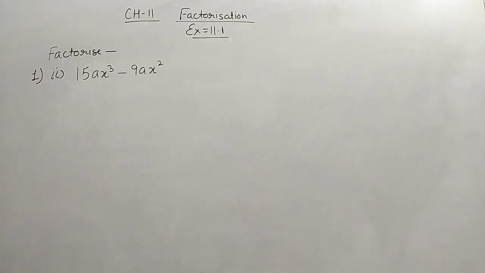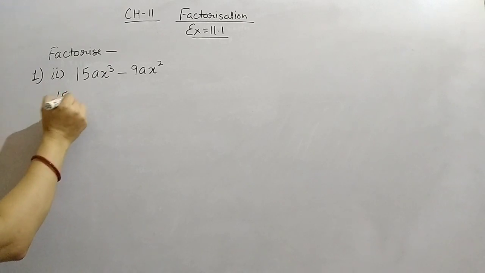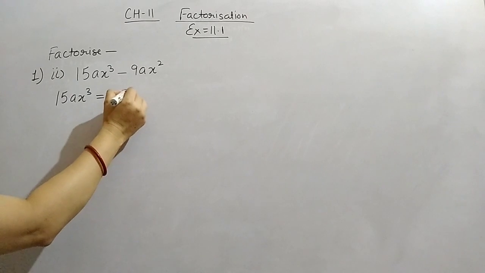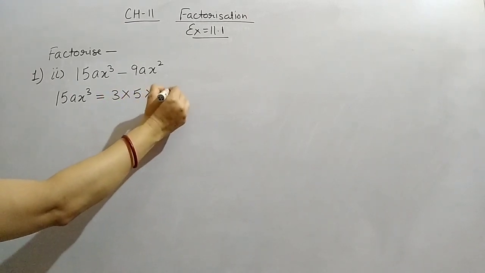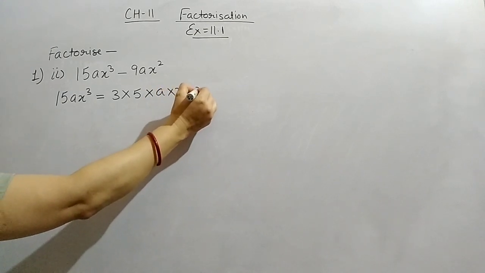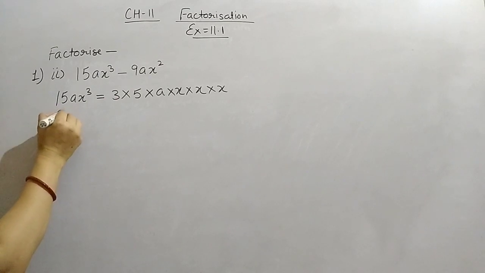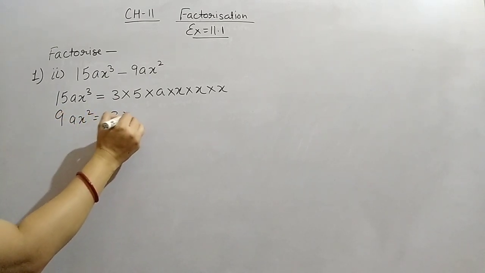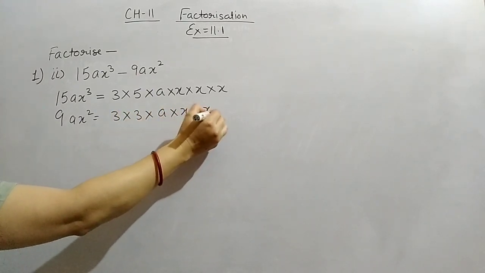Second part of the first question, 15ax cube minus 9ax square. So the first term 15ax cube, if we factorize we will get 3 into 5. 15 we can write as 3 into 5 into a into x into x into x, 3 times x is there. The second term we have 9ax square. 9 we can write as 3 into 3 into a into x into x.